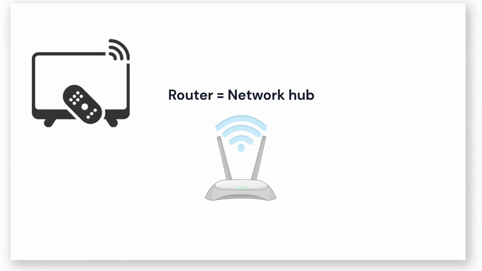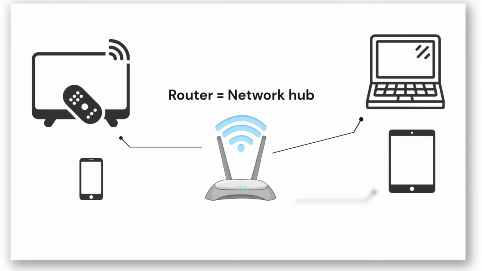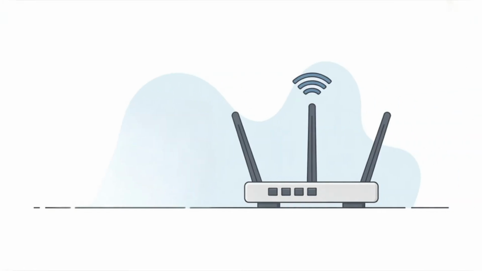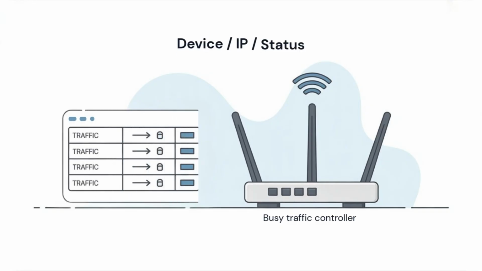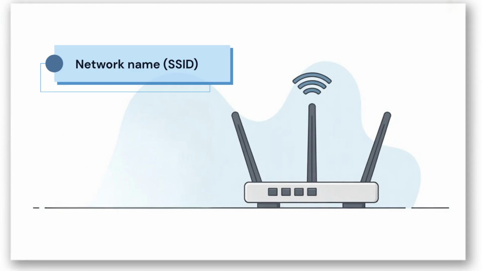At the center of your home network, there is usually a small box with blinking lights, your router. On one side, it is connected to the wider internet through a cable, fiber, or modem. On the other side, it talks to your devices using Wi-Fi radio waves. Inside, the router is like a busy traffic controller. It keeps a table of all connected devices, knows which data belongs to which phone or laptop, and forwards packets of information to the right place. The Wi-Fi name you see, called the SSID, is just the network label your devices use to find and connect to this router.